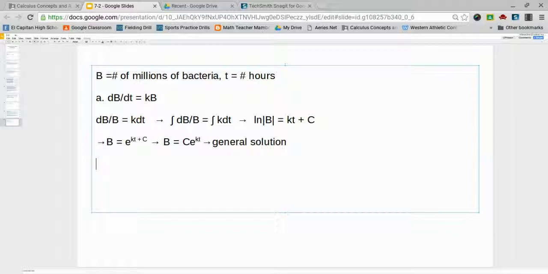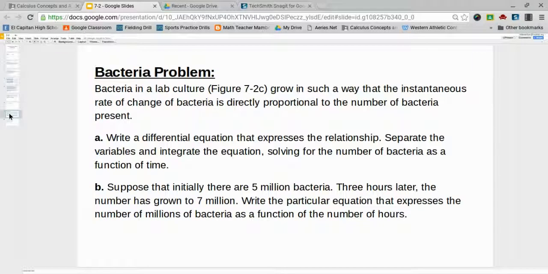All right, now part B, let's go back one slide. Part B says, suppose that initially there are 5 million bacteria. 3 hours later, the number has grown to 7 million. Write the particular equation that expresses the number of millions of bacteria as a function of the number of hours. So now I'm trying to get rid of C and I'm trying to get rid of k. I want to actually replace those with numbers.